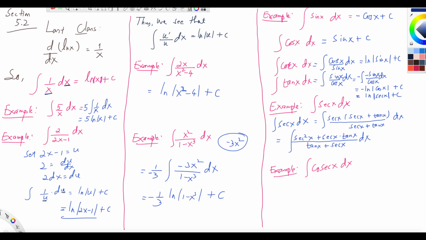What is the derivative of tangent x? Secant square x. What is the derivative of secant x? Secant x times tangent x. Here, the derivative of the denominator function is the numerator function. So what is the final answer then? It will be natural log of secant x plus tangent x, or you can write tangent x plus secant x, okay? Secant x plus tangent x, absolute value, plus c. That is the final answer.